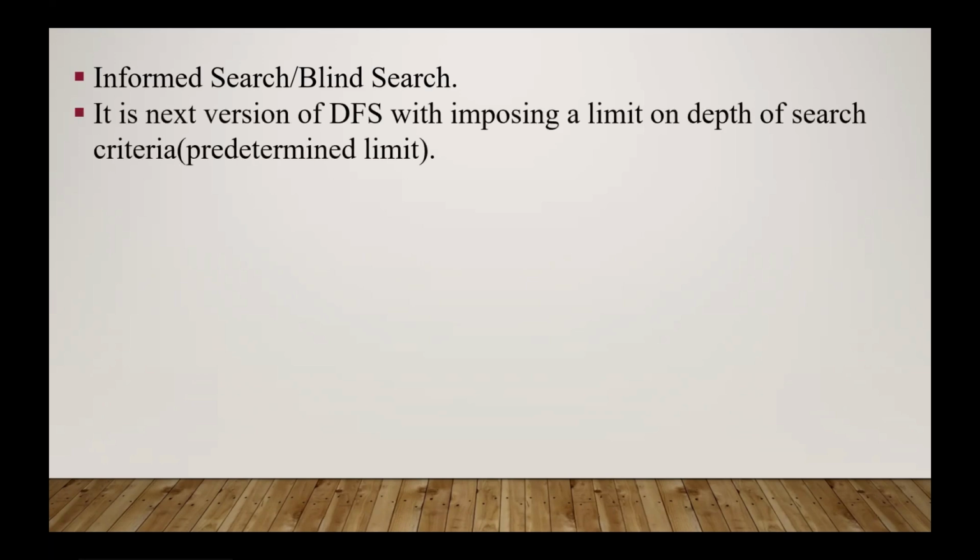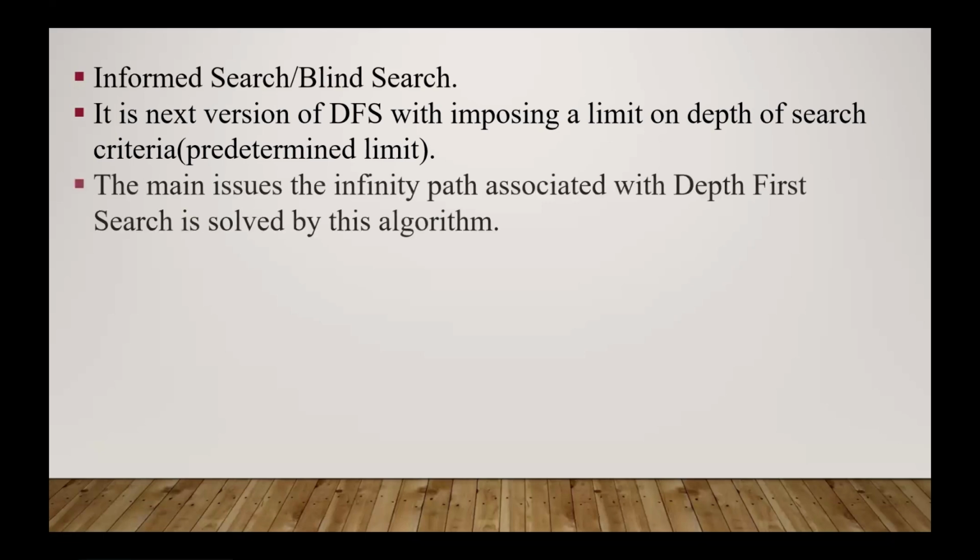We can say it is the next version of the depth first search algorithm, imposing a limit on the depth of search. In the general depth first search algorithm, what happens? We have to go to the deepest node. But here we don't have to go to the deepest node. We only go to the nodes up to the depth limit provided. It means a predefined limit is given, and searching proceeds according to that. We already discussed the main problem associated with the depth first search algorithm, the infinite path, and it is solved by this algorithm.